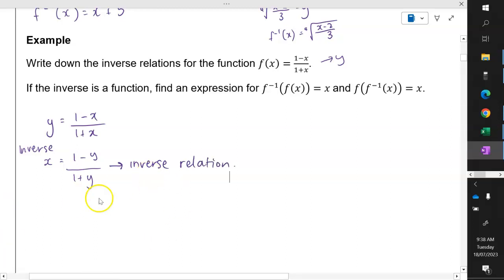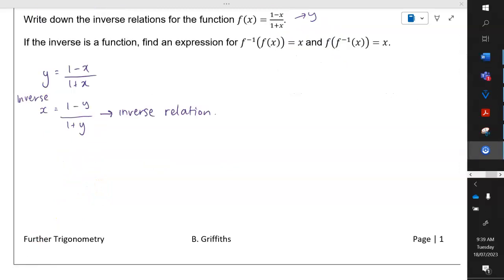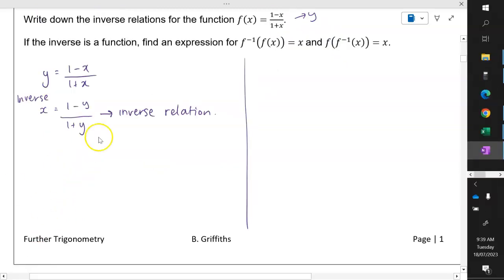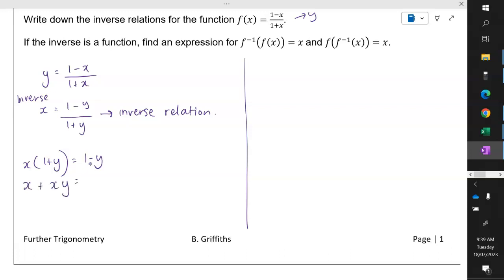If we can solve that and get a y equals, then we will have a function. So let's see if we can solve that and get y equals. Okay, just using some simple algebra, I'm going to multiply both sides by 1 plus y. So I'm going to get x lots of 1 plus y, and it'll cancel out on the right-hand side to leave me just with 1 minus y. Let's expand the left-hand side, so I get x plus xy is equal to 1 minus y.